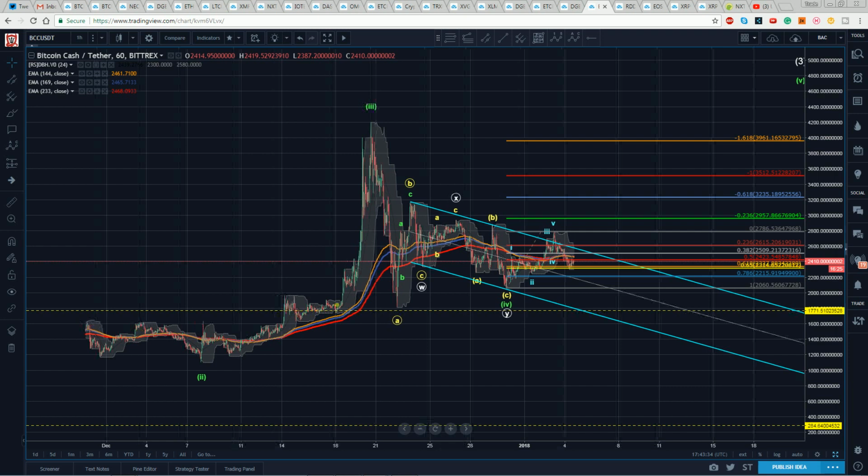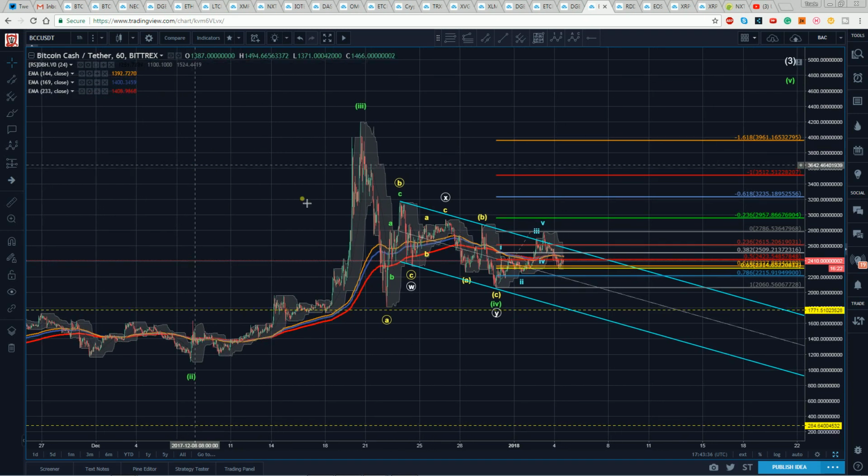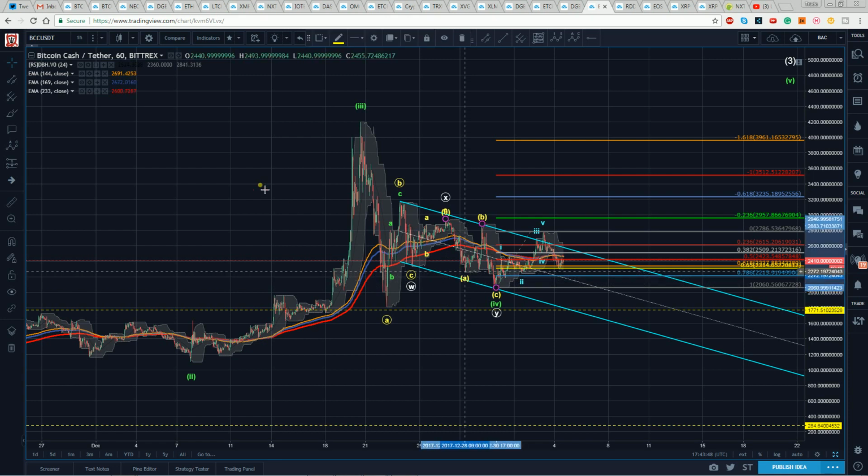If we're going to continue higher, this level of complexity is not uncommon in a fourth. It is uncommon in a second. But here, in fact, we may indeed have a WXY, which sounds complicated, but really all it does is connect two ABCs. So you can see here we've got pretty good subdivision.